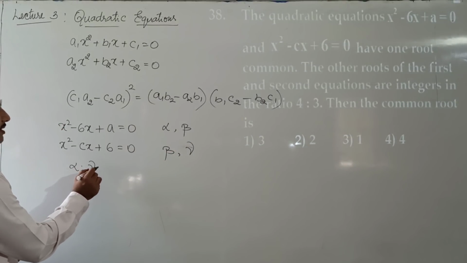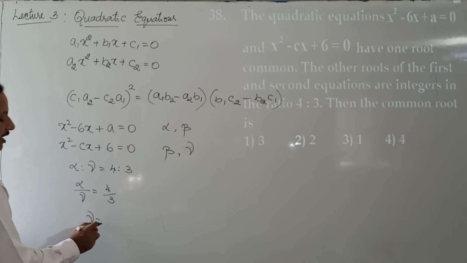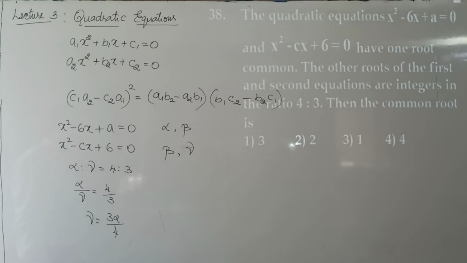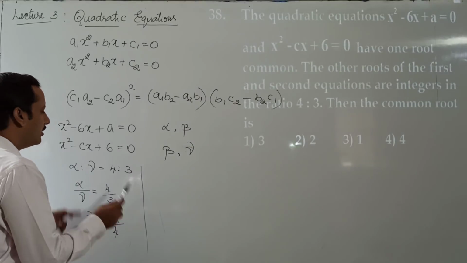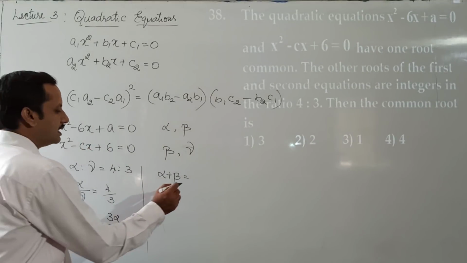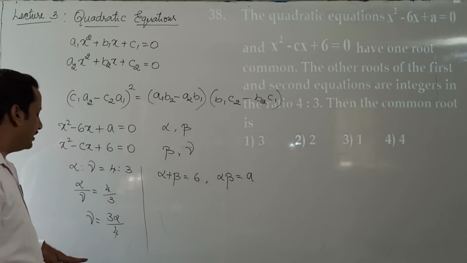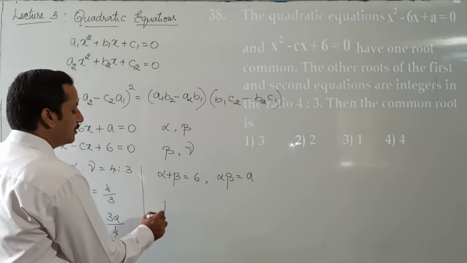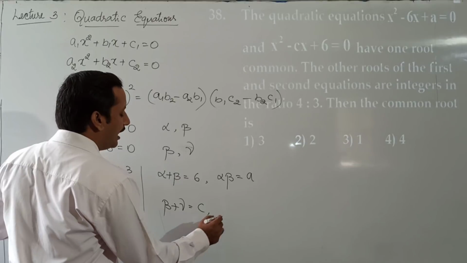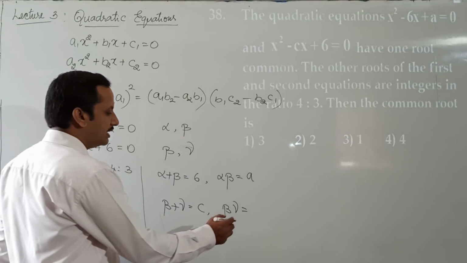So that means alpha is to gamma is 4:3, or alpha by gamma is equal to 4/3, or gamma is equal to 3 alpha by 4. Now looking at the equations, tell me what is alpha plus beta, the sum of the roots. For the first equation, the sum of the roots is 6, and the product of the roots, alpha beta, is c by a, which is a by 1, that is a. Then for the second equation, the sum of the roots is beta plus gamma, which is equal to c, and the product of the roots, beta into gamma, is c by a, which is 6 by 1, that is 6.